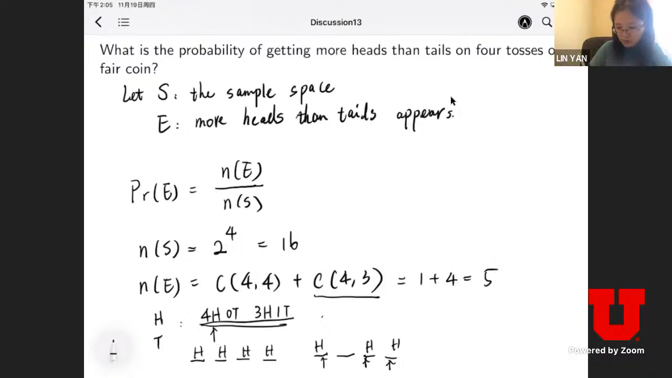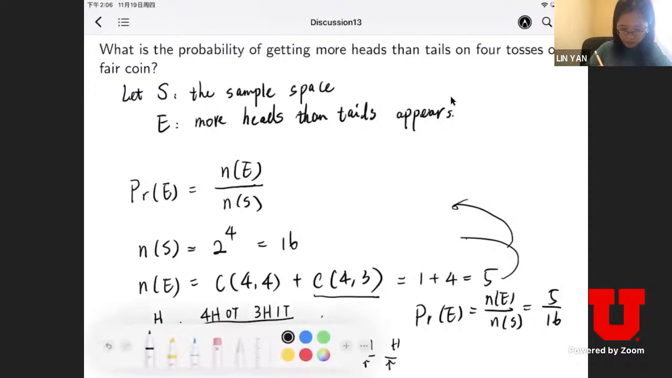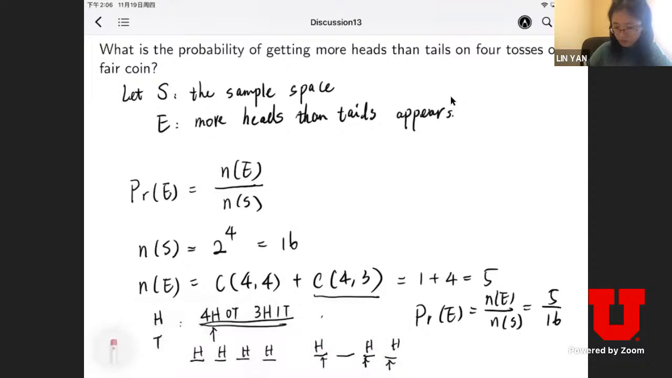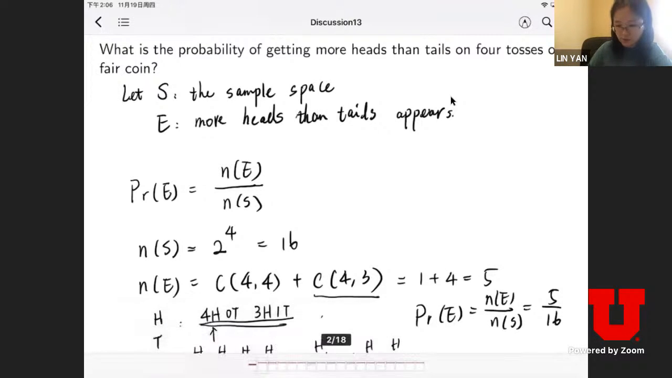Then we use these two numbers to substitute in this function. So P(E) is equal to NE over NS. It is equal to 5 over 16. Any questions so far? Okay, let's go to the next question.